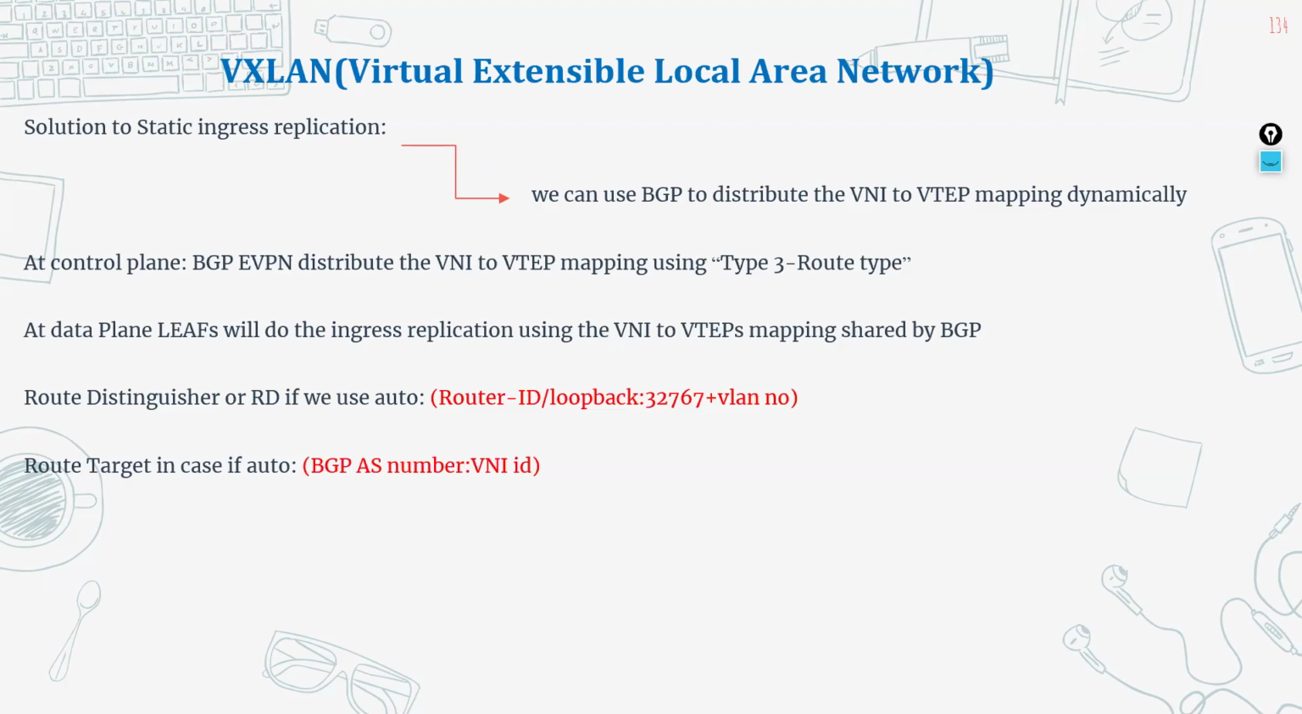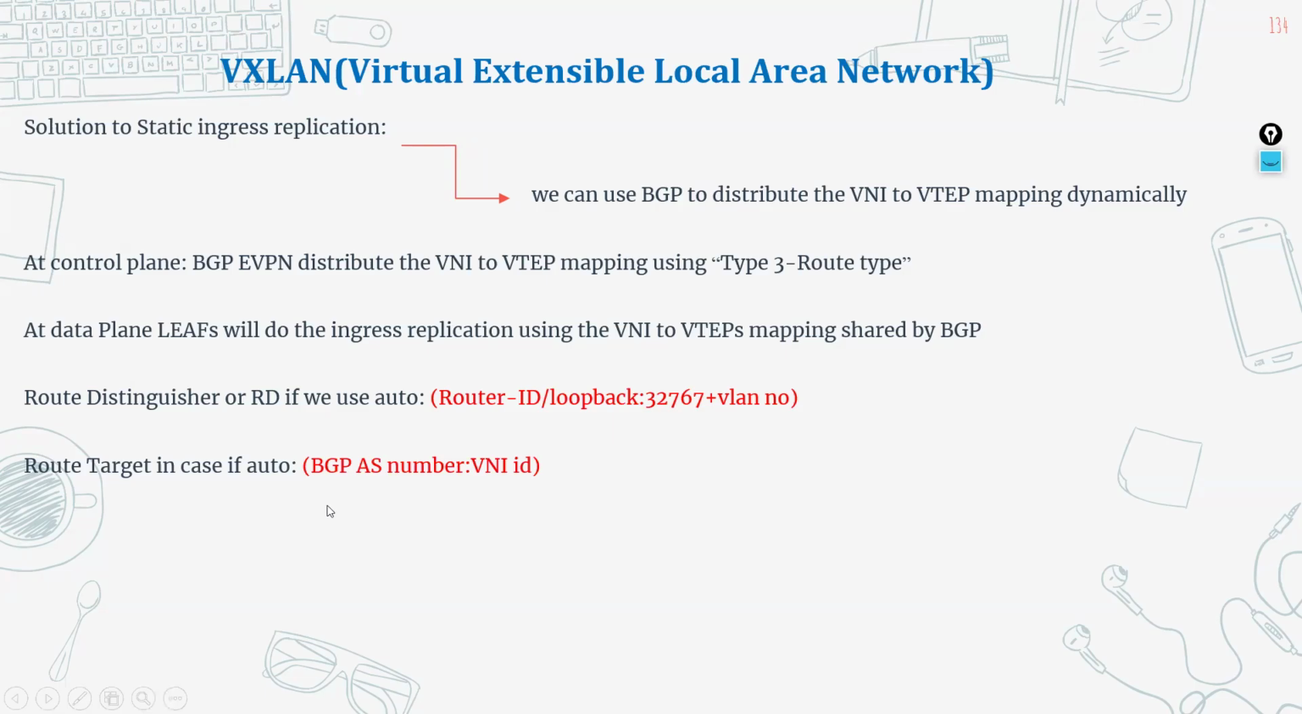If you use the auto option, the RD value will be the router ID or the loopback IP, then a colon, then 32767 plus the VLAN number. Let's say you are using VLAN 10. After the colon, the value will be 32777. If you're using VLAN 20, the value will be 32787.